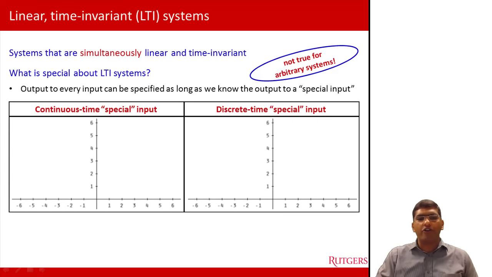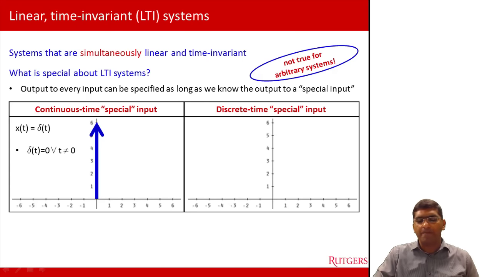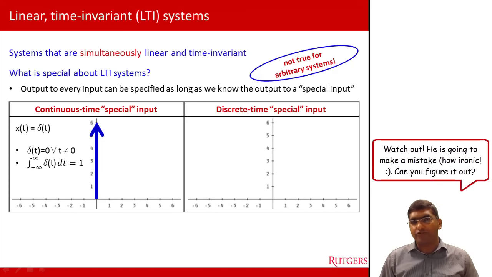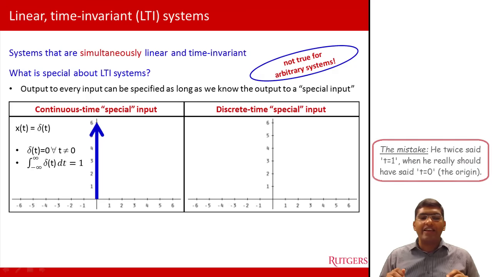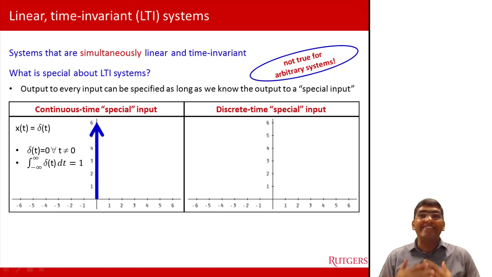So what are those special inputs? Well, for continuous time, the special input looks like this. We write it x(t) equal to delta(t), which is defined as follows. Delta(t) equals 0 for all t not equal to 0. And the integral of delta(t) is 1. Now here is a basic mistake that students make, which is that they say delta(t) equal to 0 for t not equal to 0 and delta(t) equals 1 for t equals 0. No, delta(t) at t equals 0, we don't specify it. It is an approximation, and the approximation is carried out by saying that it takes such a high value at t equal to 0 that the integral is 1. It doesn't, that's why it has this arrow in there.